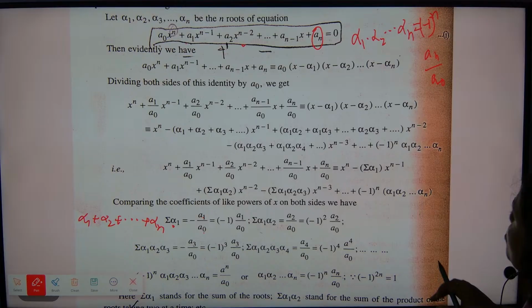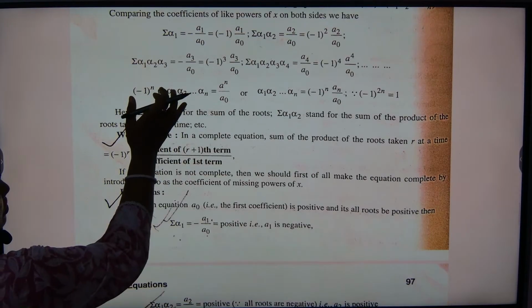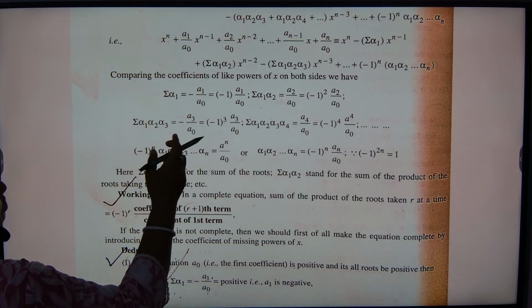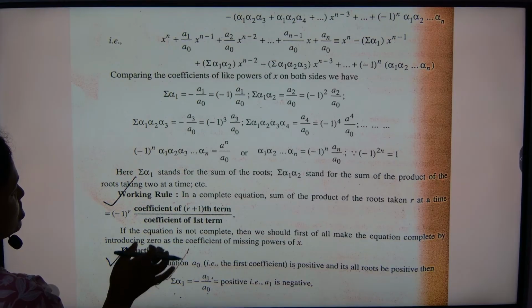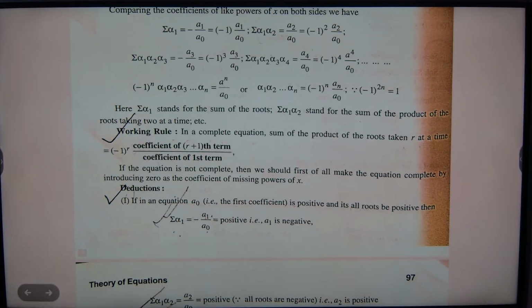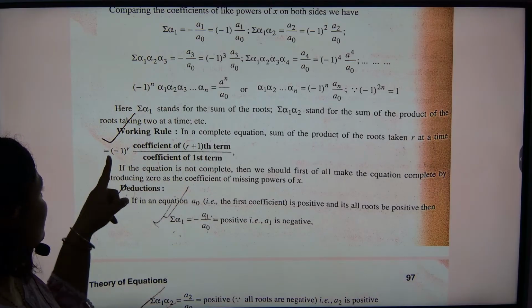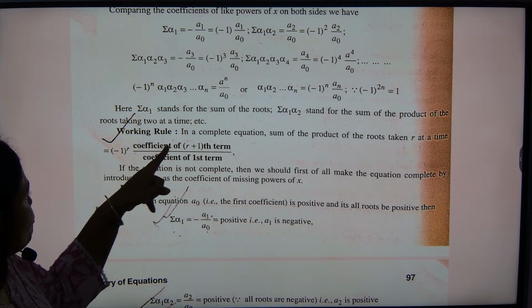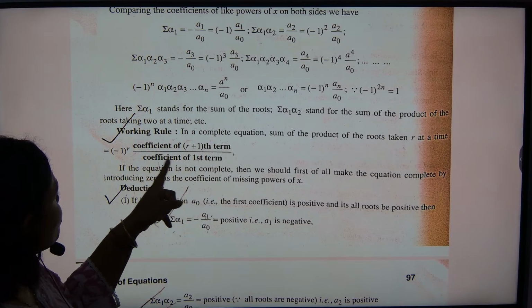Okay, so these are the relation between roots and coefficients. These are called the relation between roots and coefficients. This is a working rule, meaning the general formula. This is called the general formula: minus 1 to the power r, coefficient of the r plus 1th term, divided by the coefficient of the first term.